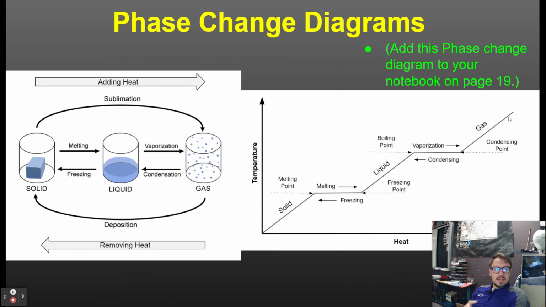Or if I go the other way, I take gas and I'm taking that heat energy away, it's going to cool down and it's going to condense. I have to take more energy away for it to become a liquid, and then it's going to reach that freezing point, and then more energy needs to be taken away before it becomes a solid, then it cools down. So it does take that heat energy to do a phase change.